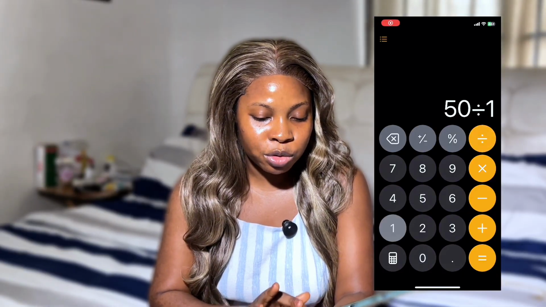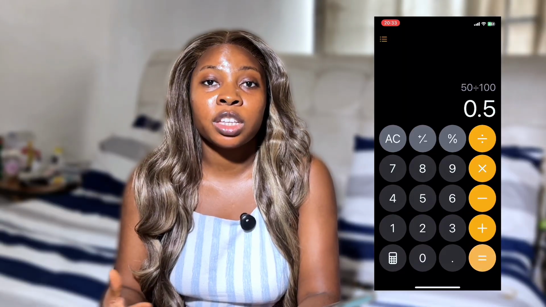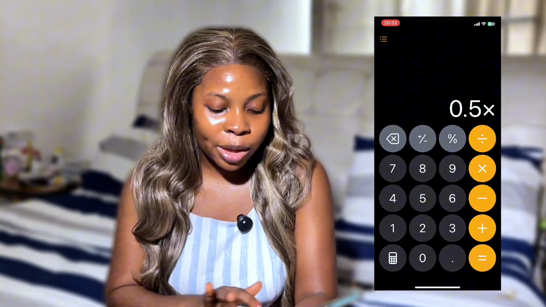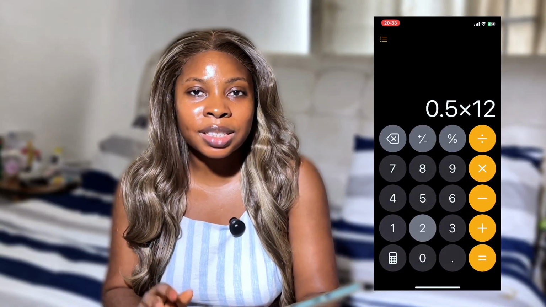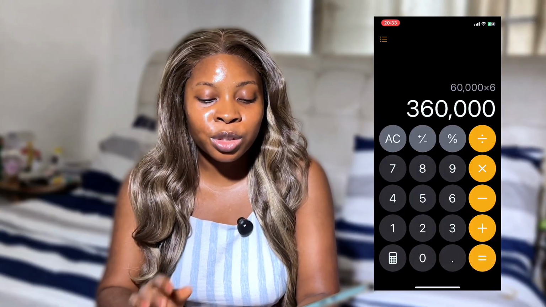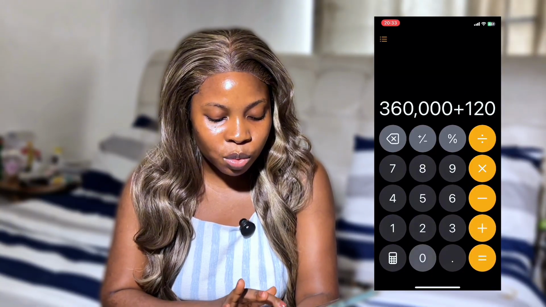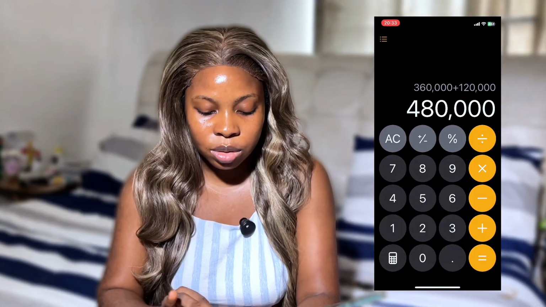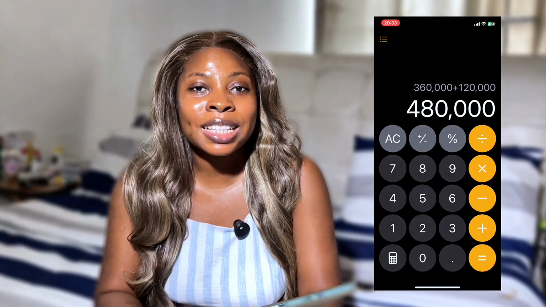But let's say they are running ads for 6 months to a year. You're going to use the same formula if you're charging 50%. So it means you're going to have 50 divided by 100. 50 divided by 100 will still give you 0.5. Multiply that by your 120,000 and you have 60,000. Now 60,000 times 6 months, you get 360,000 naira. So 360,000 plus 120,000, you get 480,000 naira.